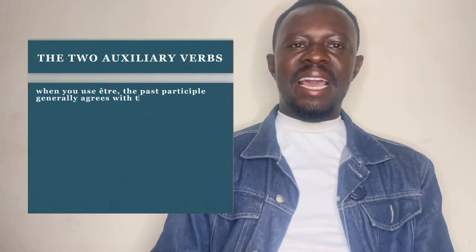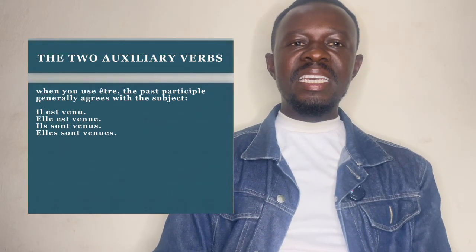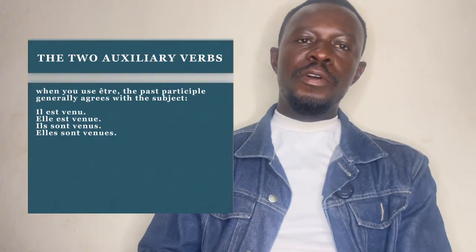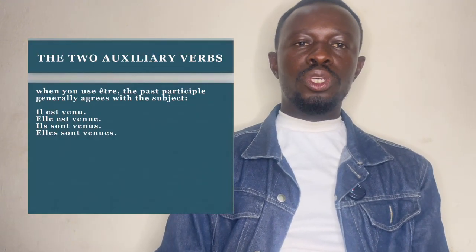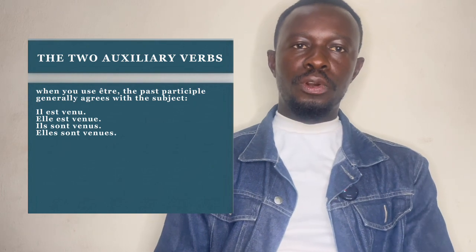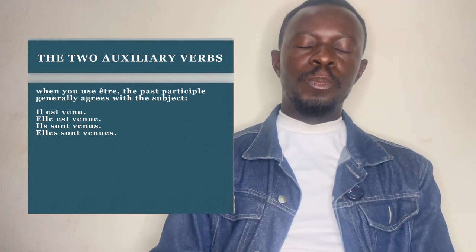And when you use être, the past participle generally agrees with the subject. Il est venu, elle est venue. Now there is an E to identify feminine. Ils sont venus, S for plural. Elles sont venues, E and S to show that it's a group of females.